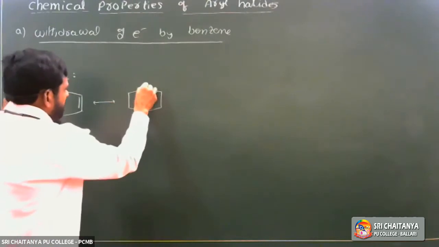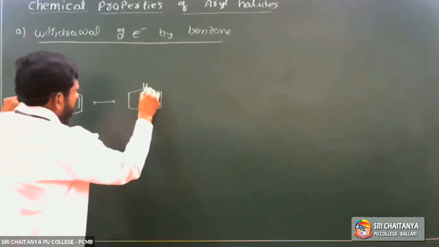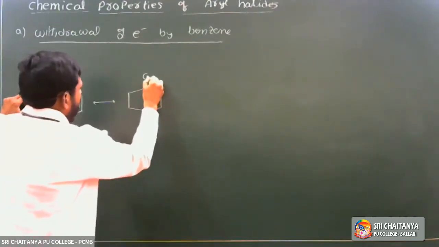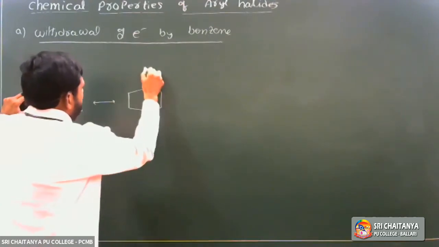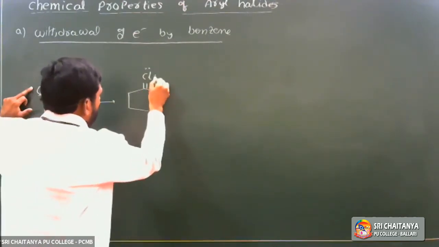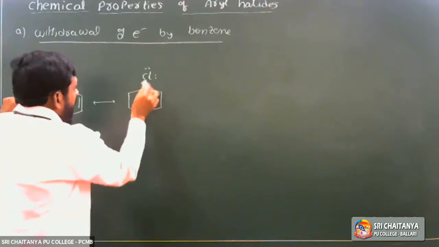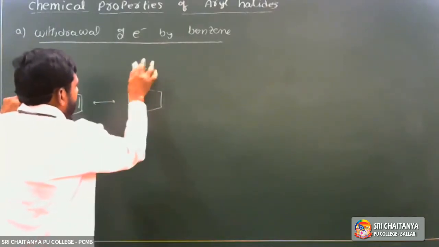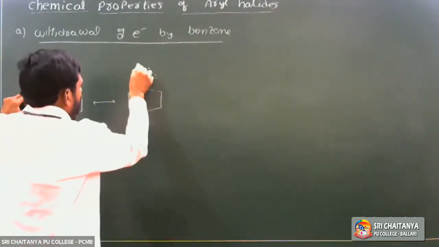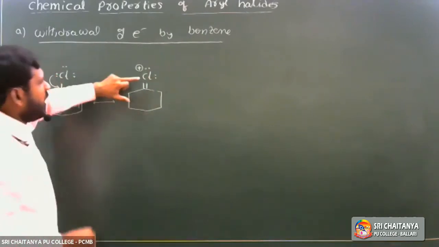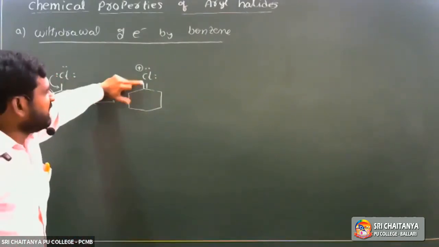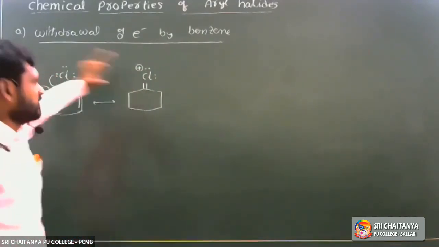Next, here a double bond is formed. Next, it is chlorine. Out of 3 lone pairs, it has only 2 lone pairs. So due to the loss of one lone pair, it gets a positive charge. Chlorine gets a positive charge. Or chlorine is monovalent. Here it forms 2 bonds, so it gets a positive charge.